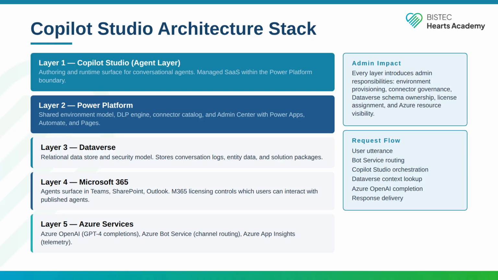When AI completions behave unexpectedly, or when the Monitor tab shows anomalous API call volumes, the root is often in this layer. Above that is Microsoft 365 integration. Agents are surfaced in Teams, SharePoint, and Outlook. The Microsoft 365 licensing model controls which users can interact with published agents, not the Power Platform license. This is a frequent source of confusion for new admins.